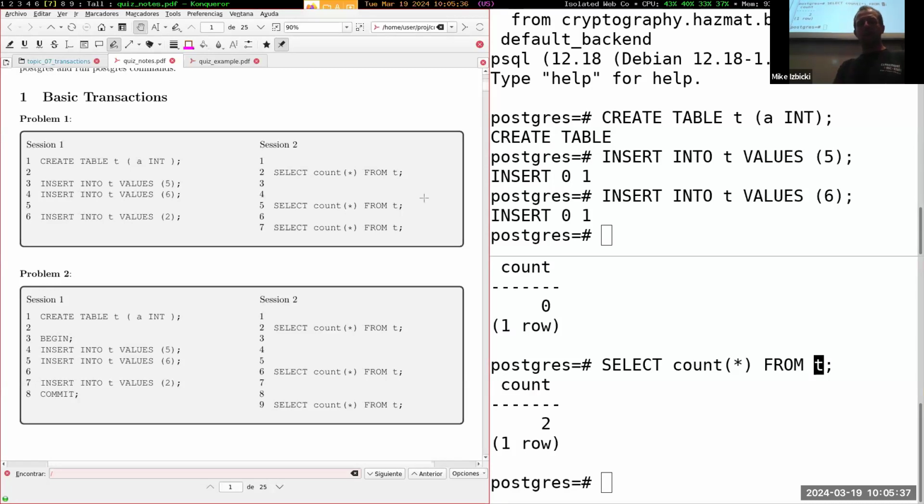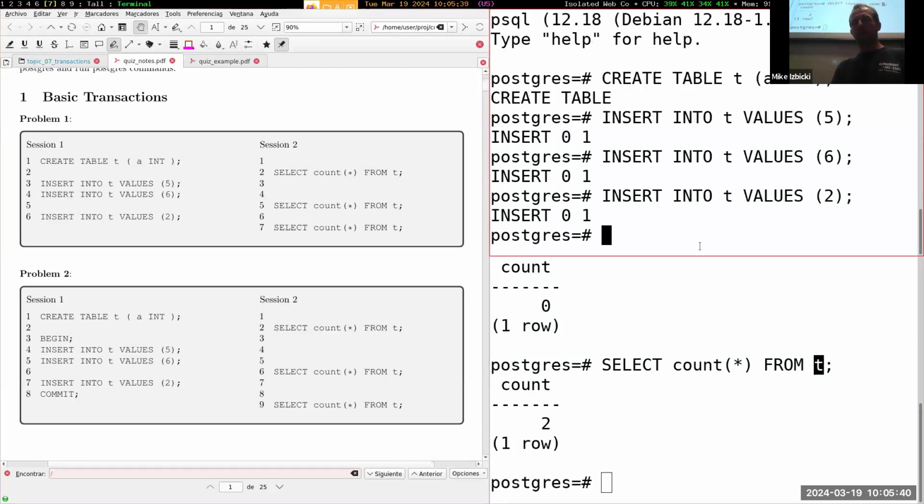Once again, insert into T over here. Now the value is 2. Hit enter. Down here on the right-hand side, select count star from T, and we get the value 3 being printed out down here. So what we've just walked through is how to understand that these two sessions, these two columns, correspond to two different psql instances that are being connected to the same database. And we've seen that if we're creating tables or inserting things in one session, we can have access to that information in the other session that we're connected to at the same time.